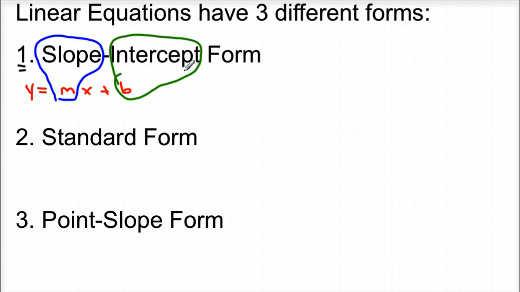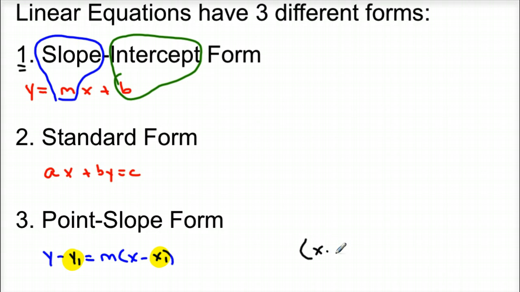Now the equation just reads slope-intercept form, but this is technically the y-intercept. The second form here is standard form, which is ax plus by equals c. And our third form here is y minus y sub 1 equals m times the quantity x minus x sub 1, where x sub 1 and y sub 1 are just two coordinates, or a point on the graph somewhere.